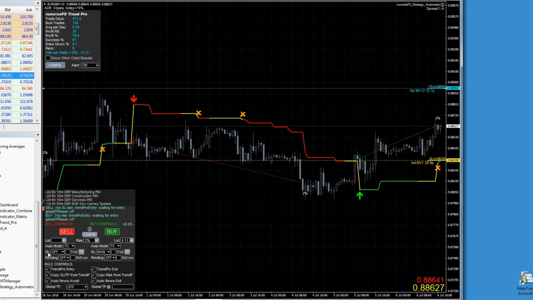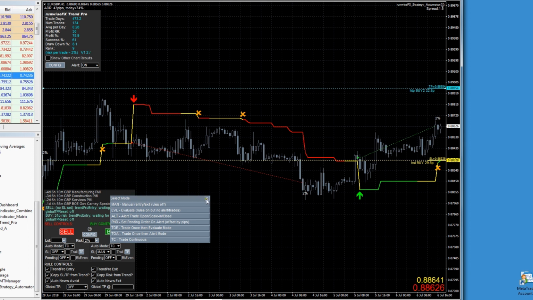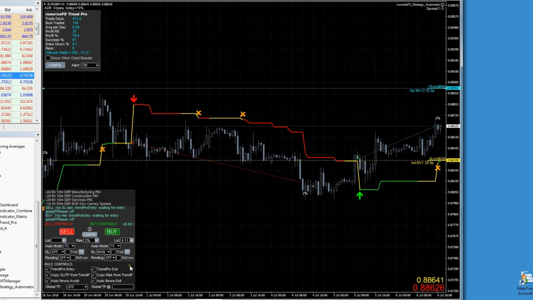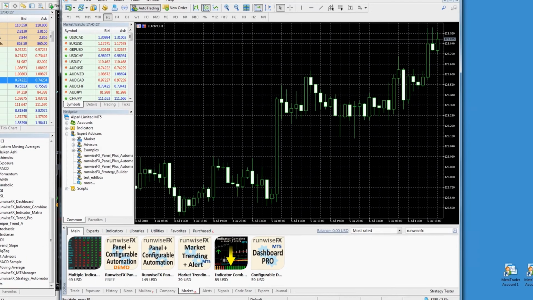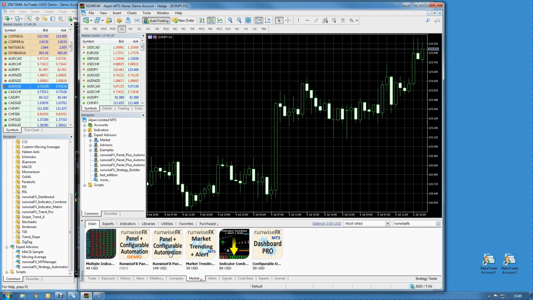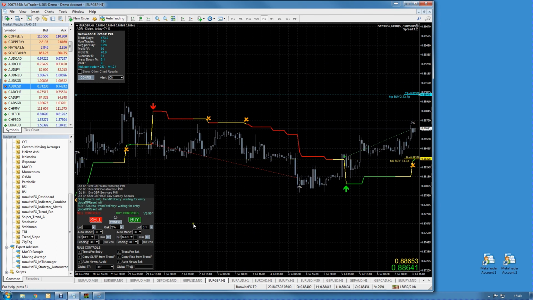So that's all set up now, all ready to go, so any more signals coming through now will be followed by that. We've got the alert mode already set to trade continuous, and you're good to go on that. And that's all available from MetaTrader Market. Just to let you know though, on MetaTrader 5 we actually called it Panel plus Configurable Automation, because that better describes what it is really.